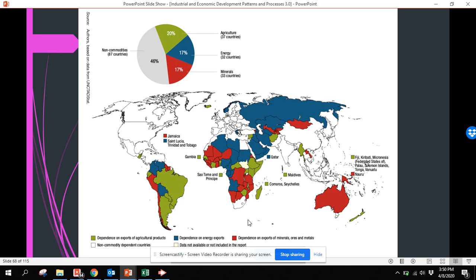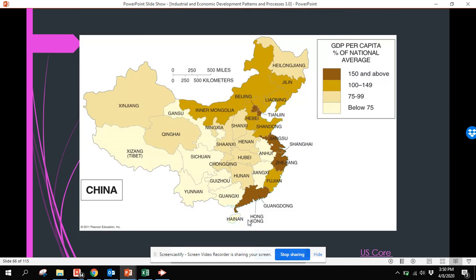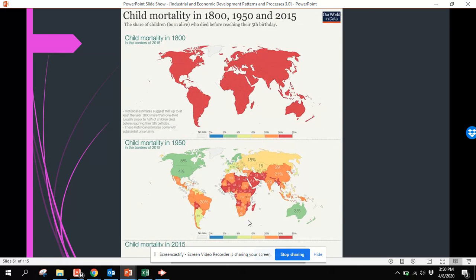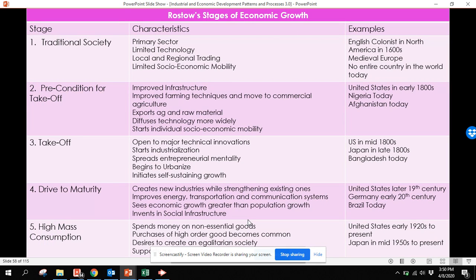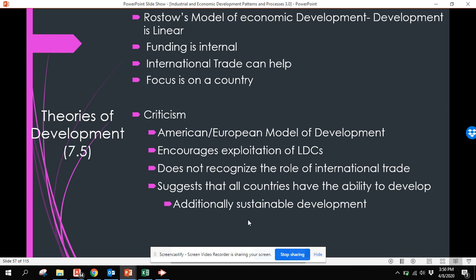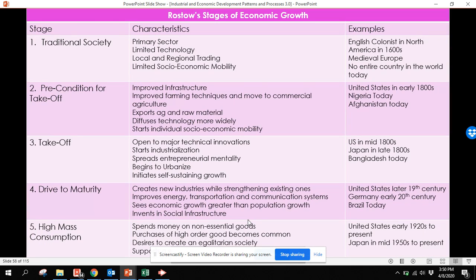All right, so here's what you should know from this: commodity dependency, and the pros and cons of it. You should know Wallerstein's world systems theory and everything that goes into it, in terms of what it is and how it works. You should be able to define it, things like that. And then the last one, Rostow, same thing. In all those cases, whether it's Rostow or Wallerstein, you should know the basics of the stages and the basics of the characteristics of the countries.